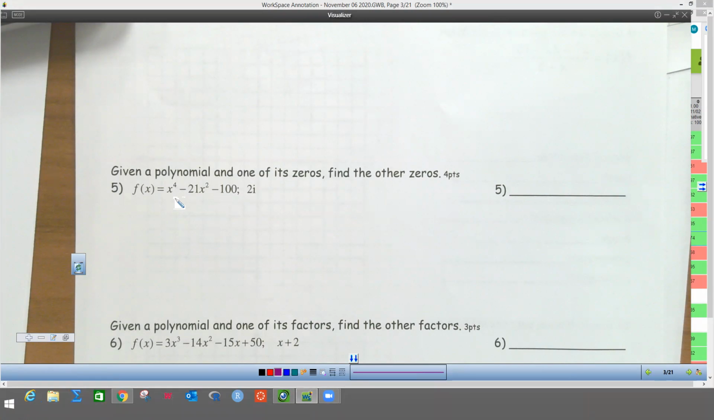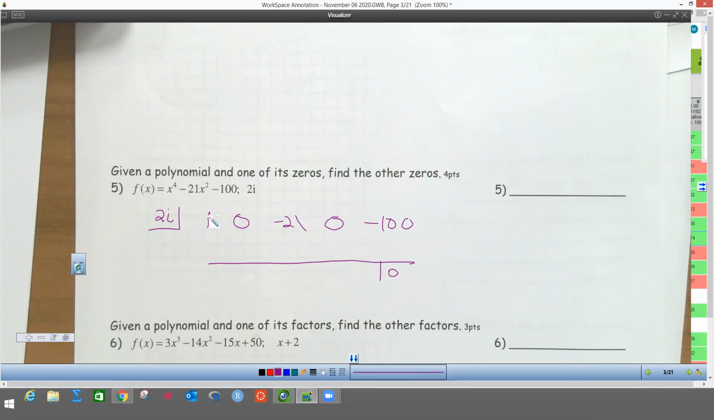All right, so you're going to take your coefficients, and let's put our number we're dividing by first. The 0 is 2i. Now I'm going to take these coefficients and put them down. In front of the x fourth, I have a 1. In front of the x cubed, there is no x cubed, so I have to put a 0. In front of the x squared, there's a negative 21. In front of the x, there's a 0. The constant is negative 100, and I already know that this must give me a 0 right there. If I don't get 0 here, I've screwed up somewhere.